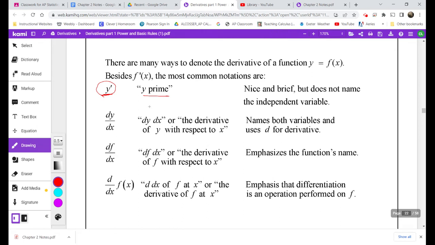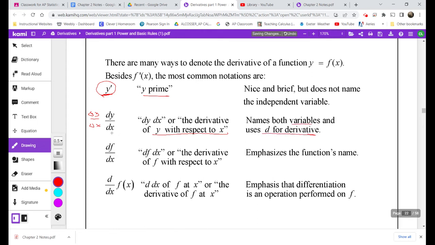Okay, dy over dx. So really want to see this one. This is like the change in y over the change in x, the difference of y over the difference of x. So it's the derivative of y with respect to x. That's what they're saying there. It names both the variables and uses d for the derivative.